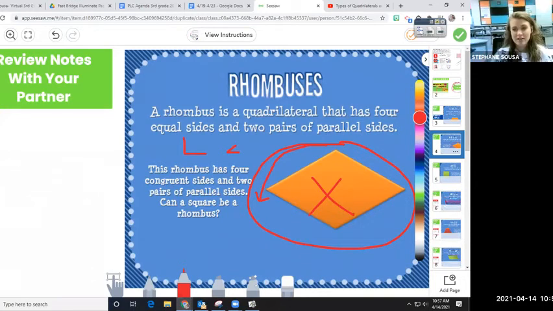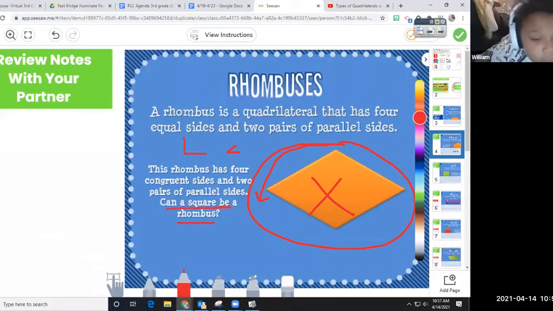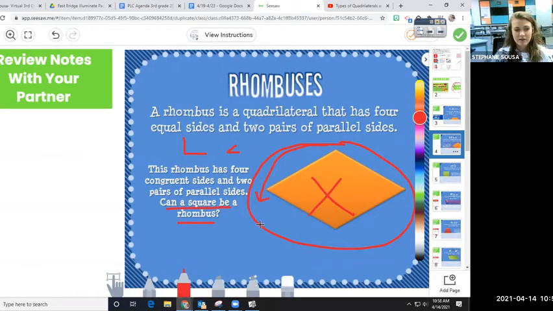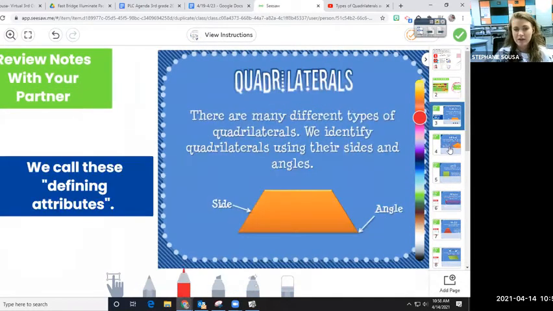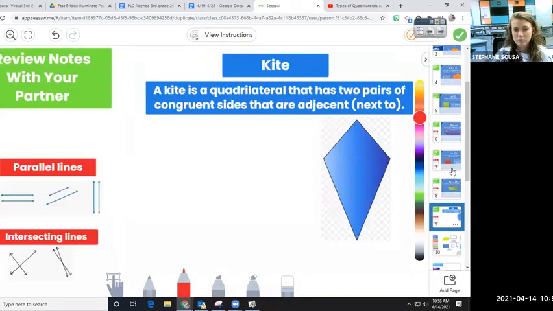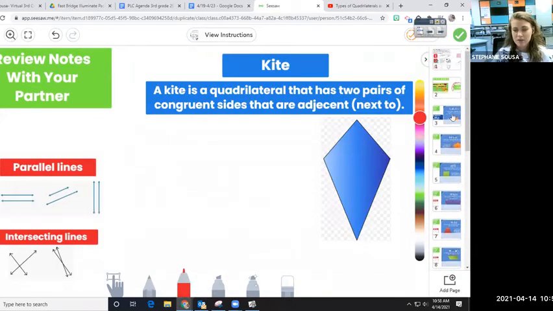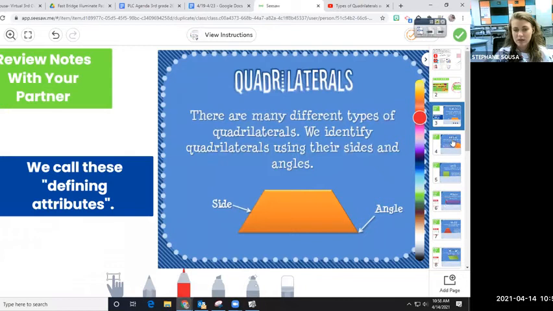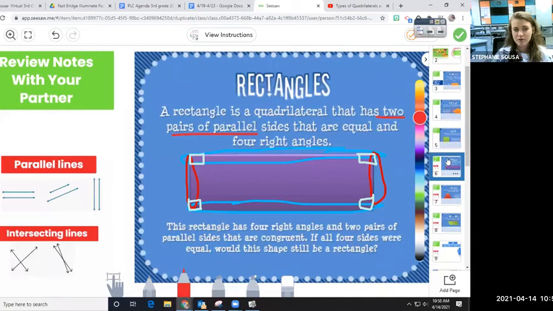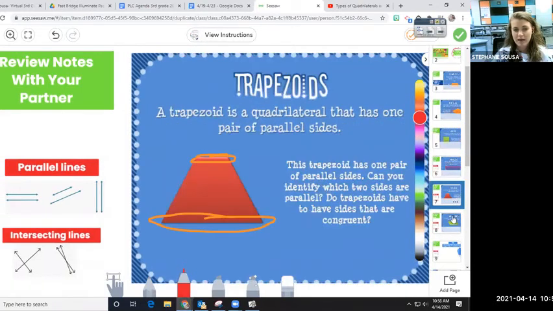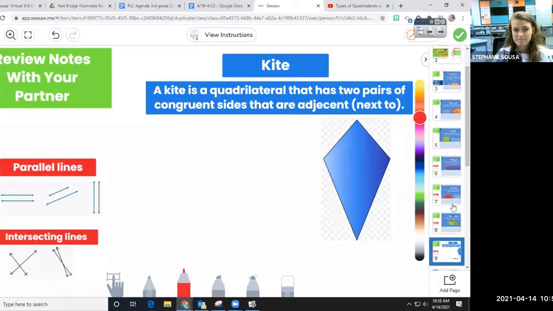See how William and I just had a conversation? See how there was a question and then we talked about it? That's what you're going to do with your partner. One partner can read a slide, then the next partner reads the next slide, then back to the other partner, and you're going to have a conversation about slides 3 through 9. So partner 1 reads slide 3, partner 2 reads slide 4, partner 1 reads slide 5, partner 2 reads slide 6, and go back and forth until you finish the slides, okay?